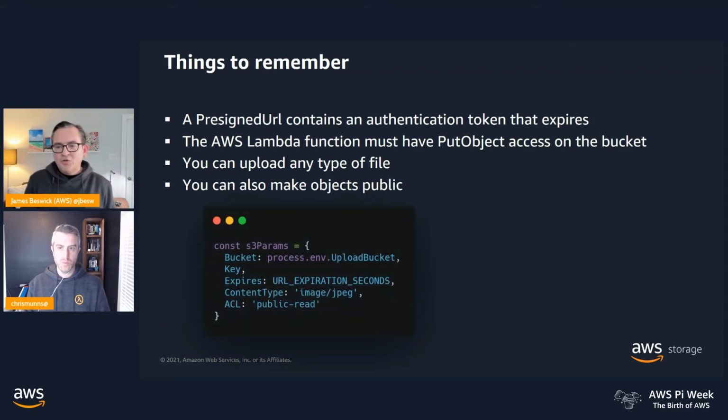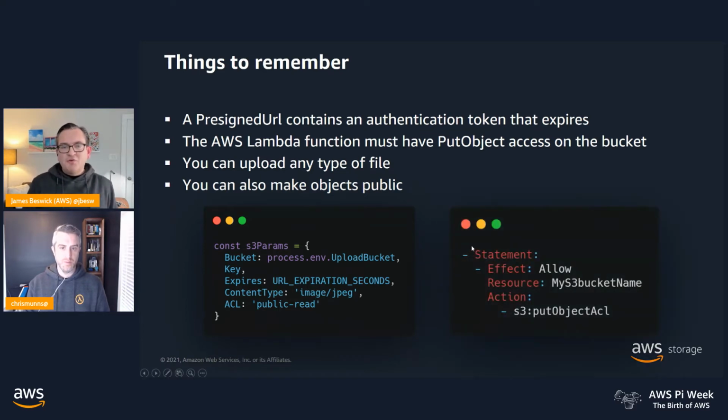So let's take a look at how you make those objects public. In the params object that I showed you in the previous function, all we have to do is add this extra attribute, setting the access control list to public read, and that's how you make it public. You also have to remember that if you're defining permissions for your Lambda function, you want to make sure that it has the put object ACL attribute as well, because that's something else the Lambda function will need to do in order for this to work.